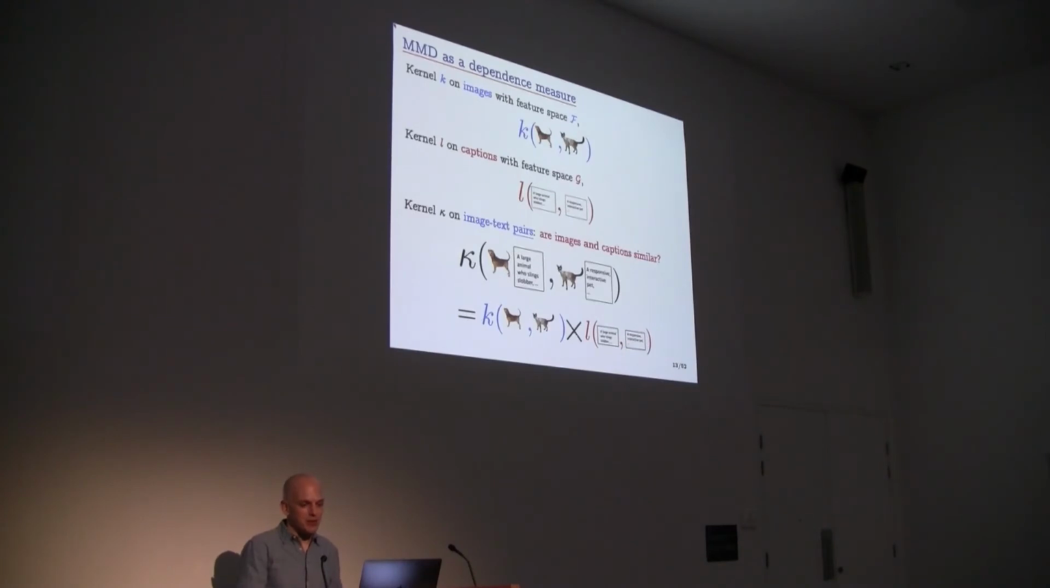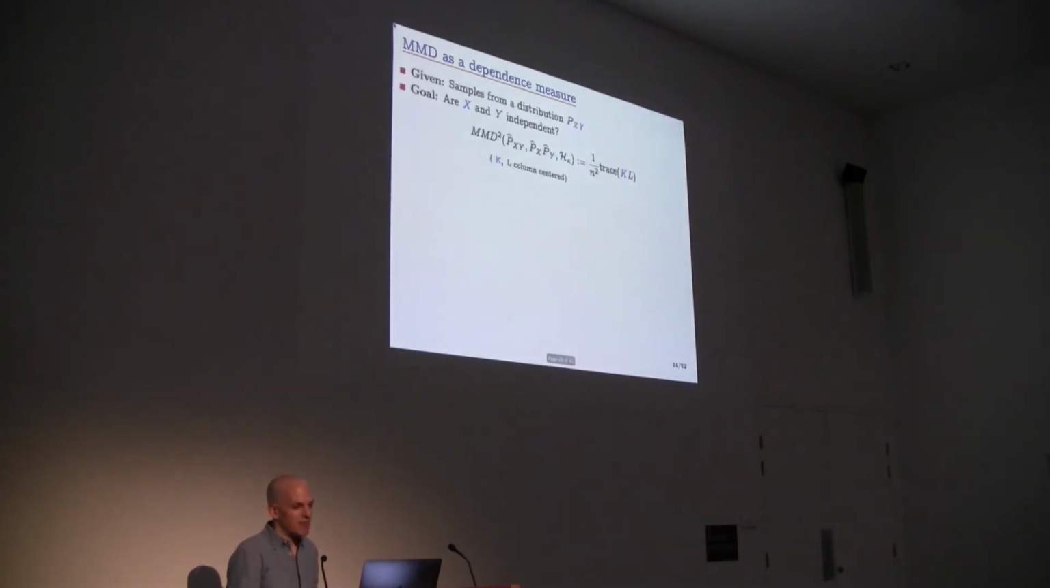So this seems a little bit arbitrary, and indeed, at this point it is. But let's just run with it and see what happens. If I use this product kernel, and if I simulate my product of marginals by using all possible permutations of my labels with respect to my images, then this is what the MMD looks like. It looks like the trace of the product of the kernels on the images and the kernels on the captions, with some column centering.